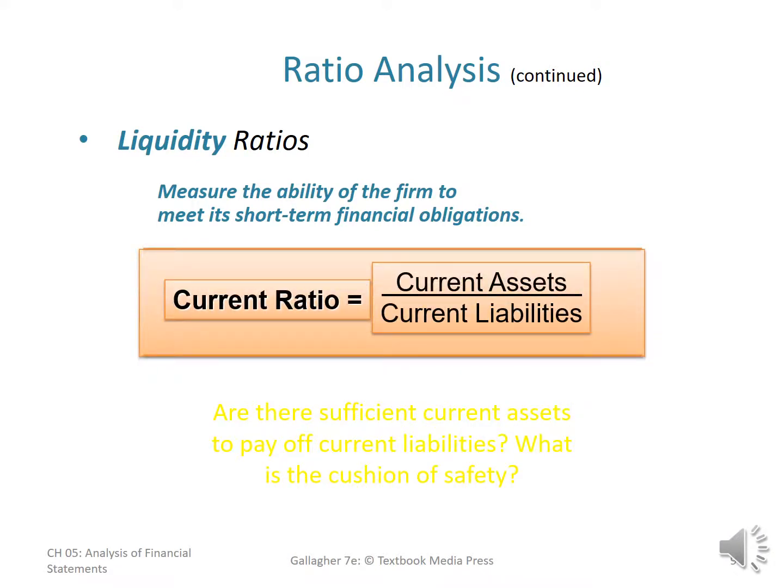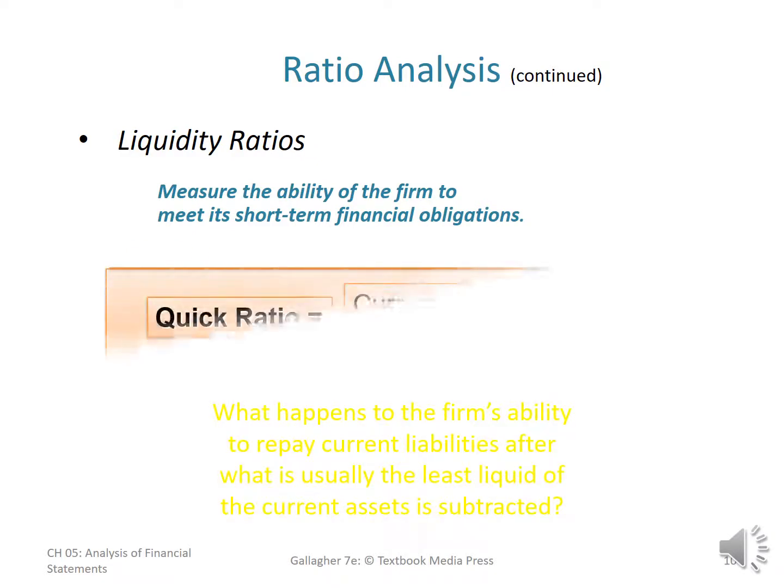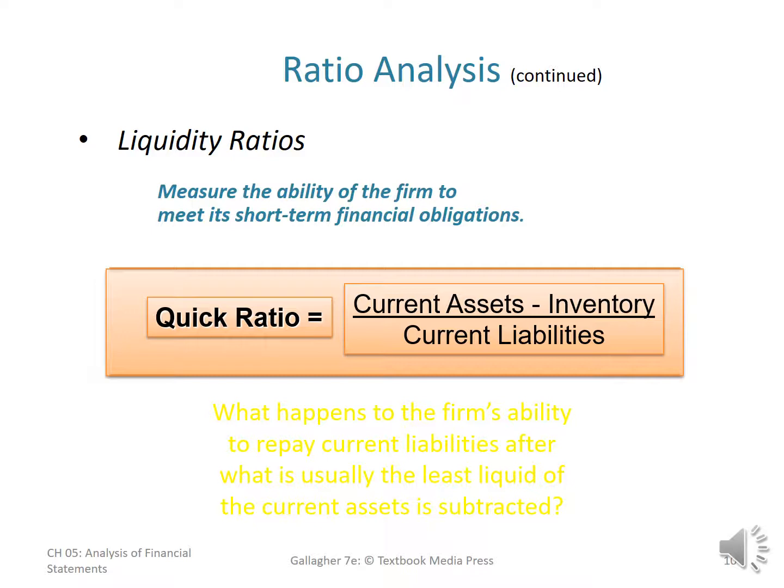Current ratio is current assets divided by current liabilities. It measures whether there are sufficient current assets to pay off current liabilities. What is the cushion of safety? Quick ratio is current assets minus inventory divided by current liabilities. It measures what happens to the firm's ability to repay current liabilities after what is usually the least liquid of current assets is subtracted.